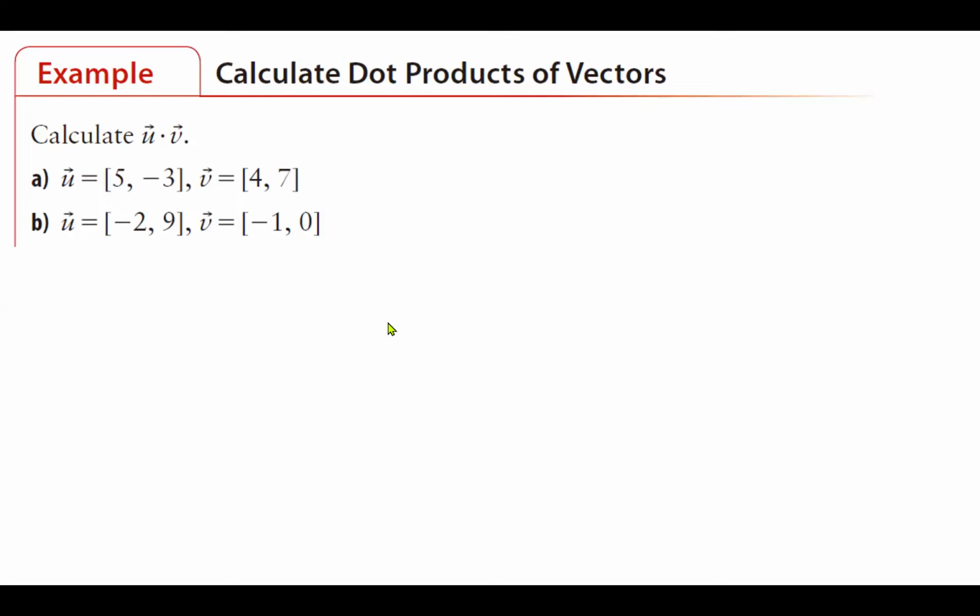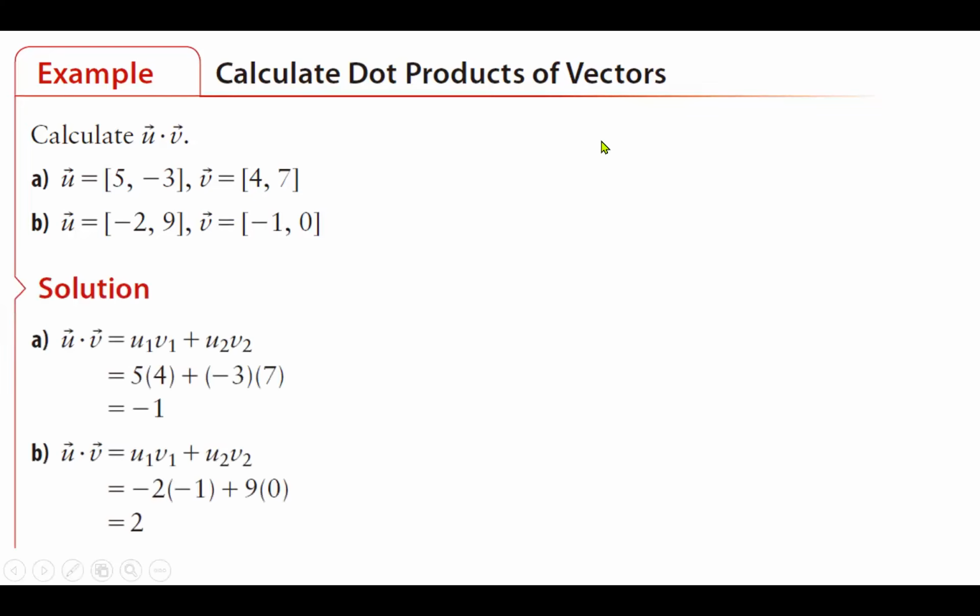Okay, have we finished? So let's have a look at the solution together. According to the definition of dot product of u and v equals u1 v1 plus u2 v2, right? u1 and u2 are the two components of u, v1 and v2 are the two components of v. So that gives us 5 times 4 plus -3 times 7, which gives us -1.